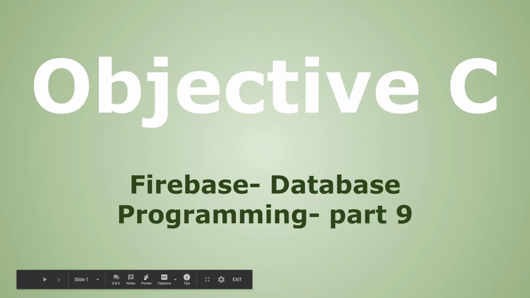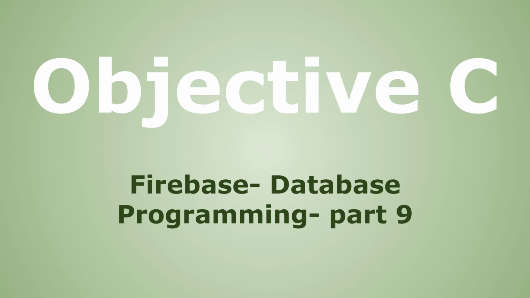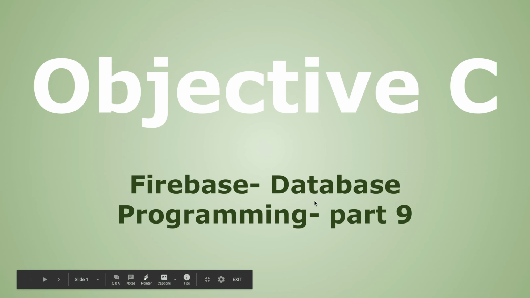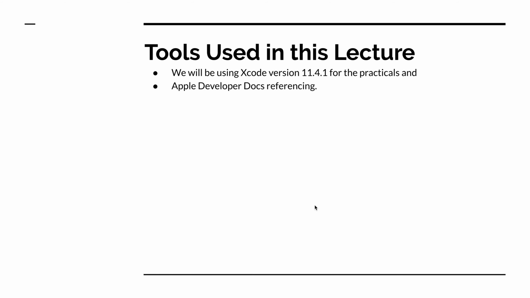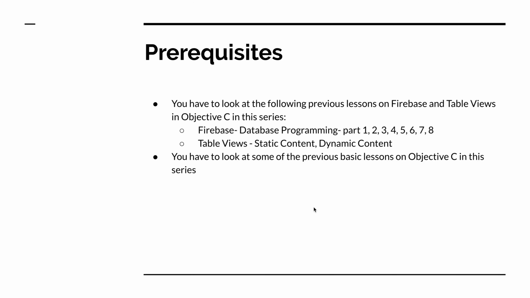Hi viewers. So the lesson is Firebase database programming part 9, and we are very excited to take you into this lesson, and let's see what's inside it. Tools used: Xcode version 11.4.1 and Apple Developer Docs for referencing. Prerequisite: you have to look at the following previous lessons on Firebase and table views in Objective-C in this series. Firebase database programming part 1 to 8 and table view static and dynamic content.